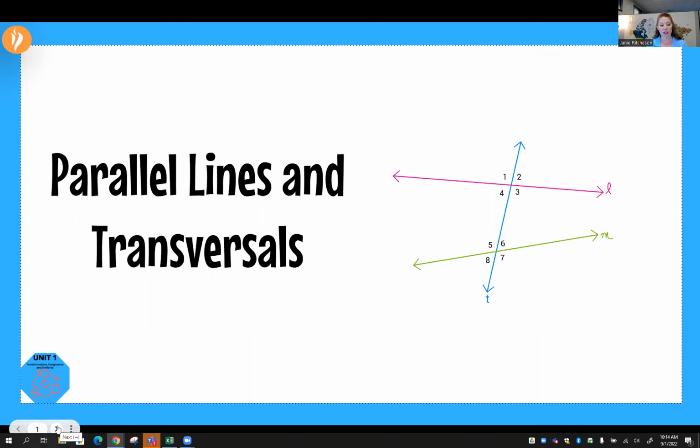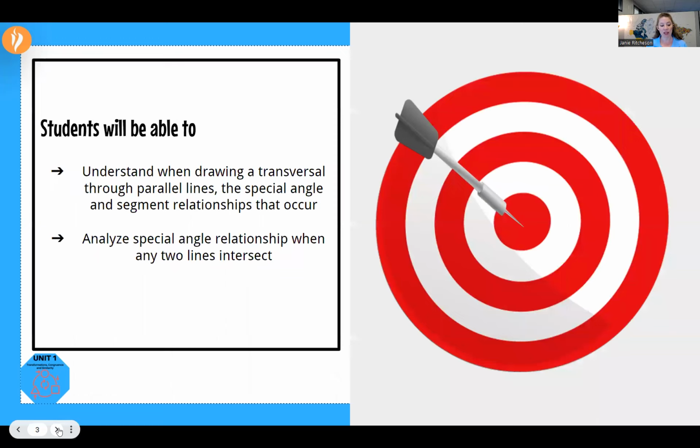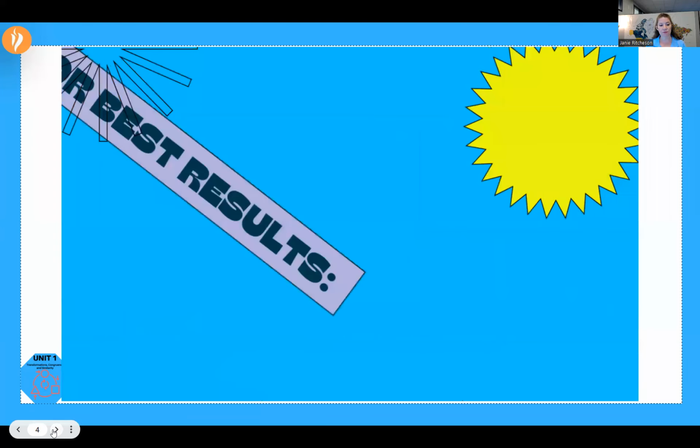So last week we started talking about parallel lines and transversals. So this is a continuation of that discussion. We had it on last Wednesday. These are our standards and our learning targets.